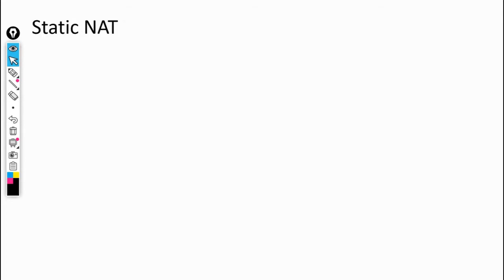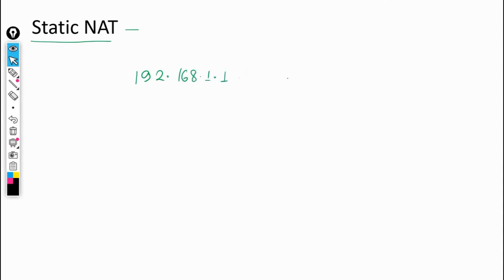So now it's time for NAT. There are three types of NAT: static NAT, dynamic NAT, and PAT, that is port address translation, which we also call NAT overload. But first, we are going to discuss static NAT. So what is happening in static NAT? We are mapping IP addresses one to one, statically.